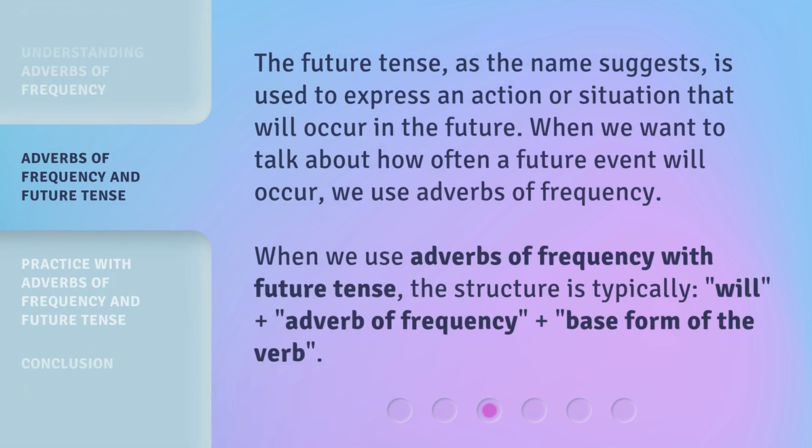The future tense, as the name suggests, is used to express an action or situation that will occur in the future. When we want to talk about how often a future event will occur, we use adverbs of frequency. When we use adverbs of frequency with future tense, the structure is typically will plus adverb of frequency plus base form of the verb.